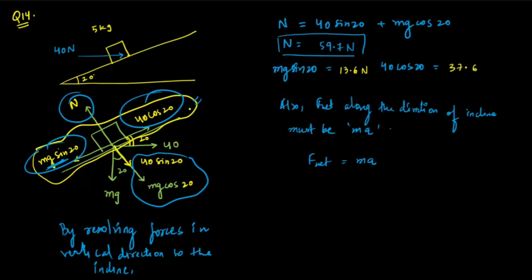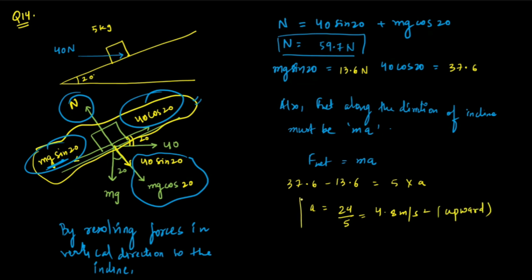So we can see here the object is going to move in the upward direction. So the net force is going to be 37.6 minus 13.6, and it is equal to 5 times A. So A is going to be 24 by 5, that is 4.8 meters per second square up the incline. So this is how you're supposed to find out the acceleration of the system.